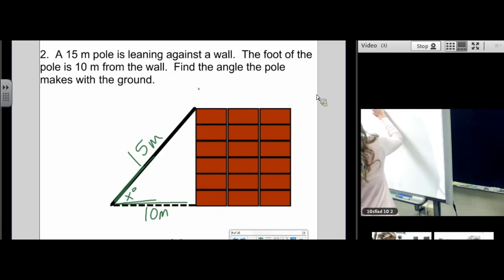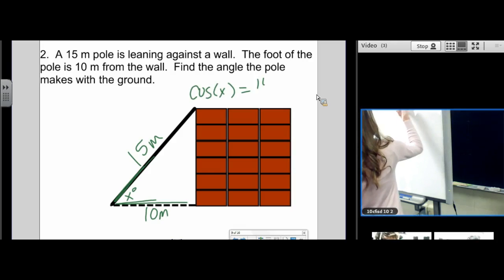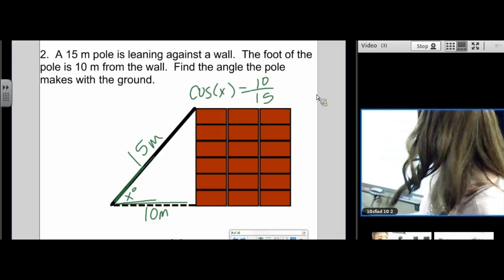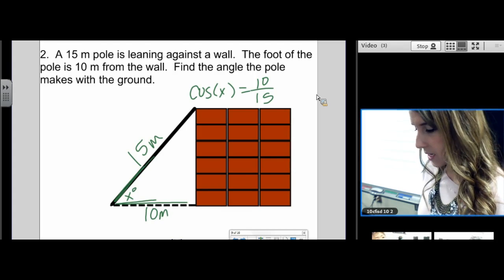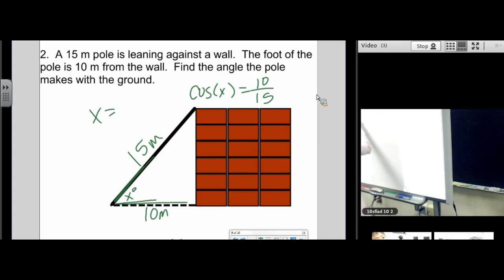So this would be cosine, right? Cosine of x equals adjacent over hypotenuse. And then we do our cool little inverse. Second cosine, 10 divided by 15. And it looks like it's a 48-degree angle. Good job, whoever typed it already.